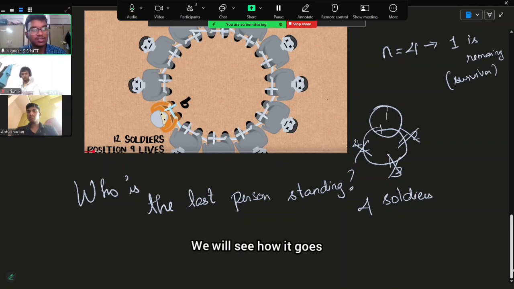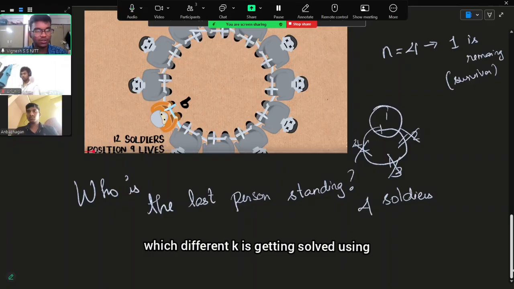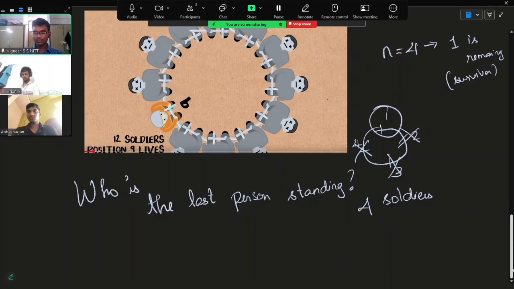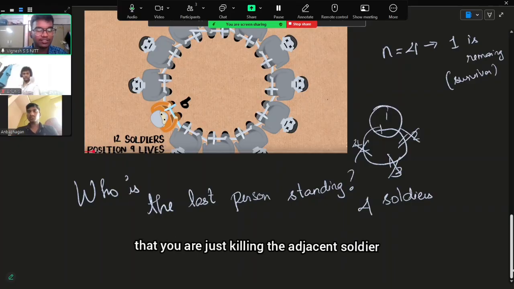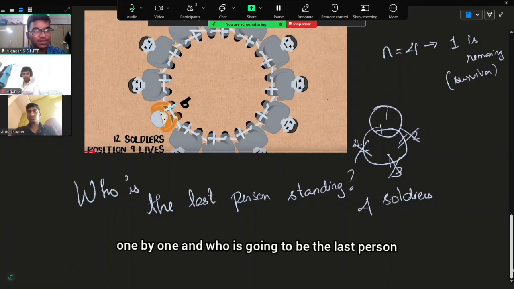We'll see how it goes, and then we'll get you the idea of the generalized way in which different k is getting solved using easy function calling. First, we'll start by solving this, and then we will move to that later. So, any idea on how to solve this problem, where you are killing the adjacent soldier one by one, and who is going to be the last person?